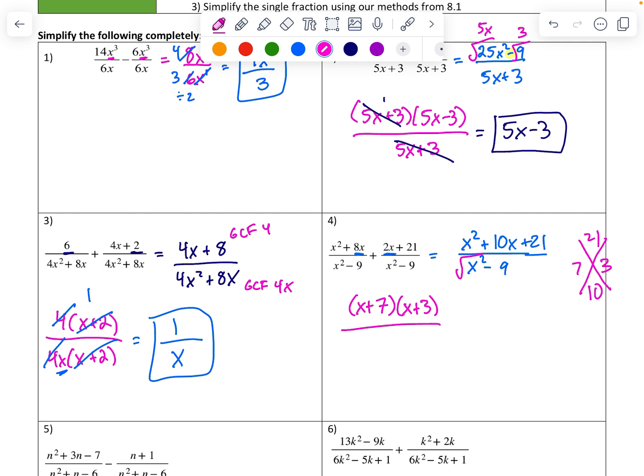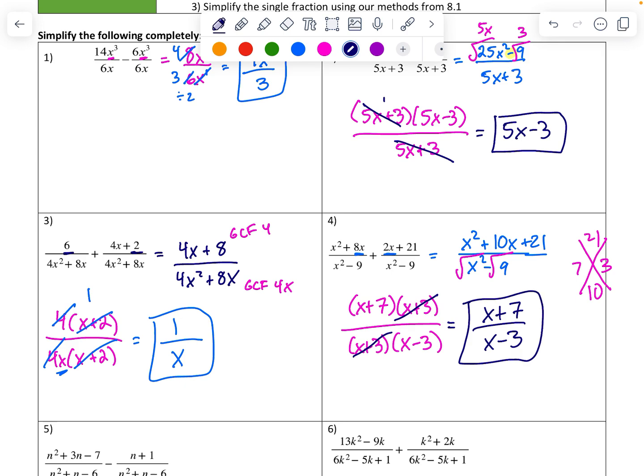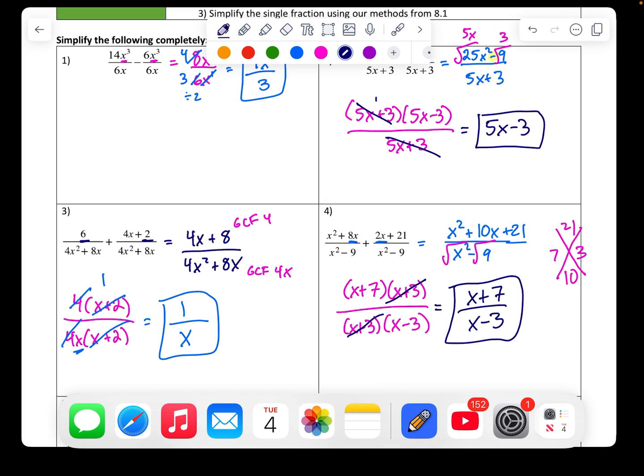The bottom, I see difference of squares because I see 2 perfect squares and a minus sign. So we get x plus 3, x minus 3. So looking to simplify, I have 2 groups that match on the top and bottom. So I'm left with an x plus 7 and an x minus 3. This stays really short, only 2 more.